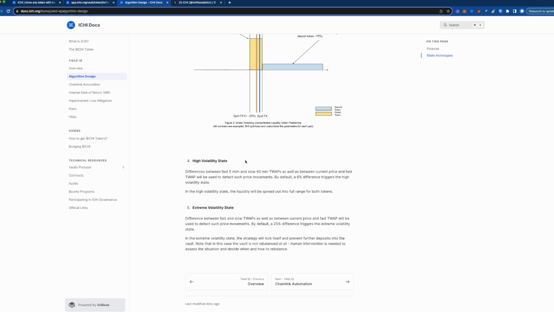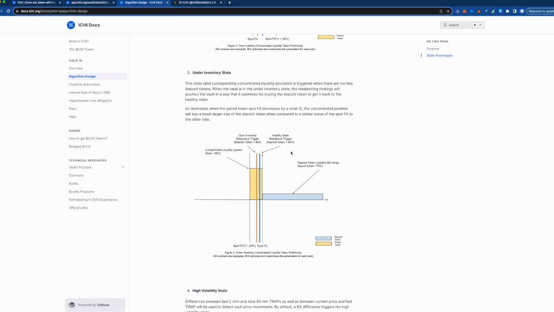So the high volatility state is basically, if you just read it, it says the difference between 5-minute and slow 60-minute TWAPs, as well as between current price and fast TWAP, will be used to detect such price movements. By default, a 6% difference triggers a high volatility state. In the high volatility state, the liquidity will spread out into full ranges on both tokens. So basically, if it detects that the price has been changing quite drastically, it takes everyone's assets and spreads them out across the whole range so that the price won't leave your liquidity range, and you won't be all in one token. So it's trying to maintain your assets as much as possible, okay?